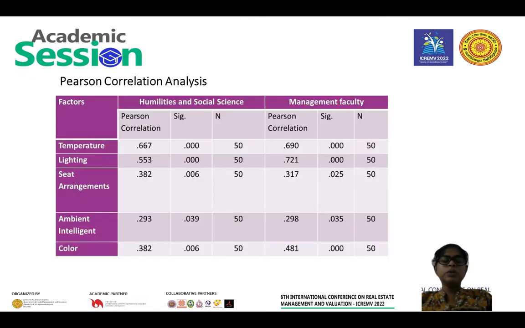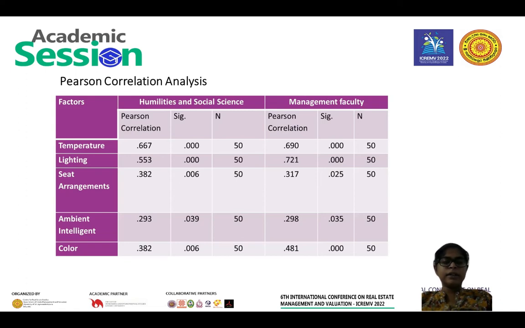Then I would like to move to the most important analysis method in my research, Pearson correlation analysis. Normally, the Pearson correlation analysis is used to measure the relationship between independent variable and dependent variable. According to the result, temperature and lighting create a strong positive relationship with the learning effectiveness, and ambient intelligence creates a weak positive relationship with learning effectiveness. The other factors, seat arrangement and color, create a moderate positive relationship with the dependent variable.